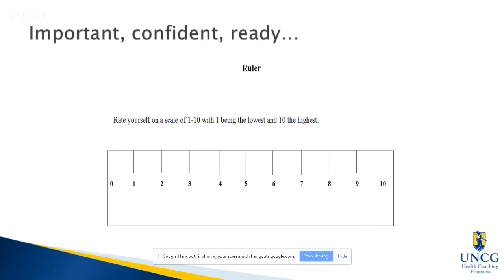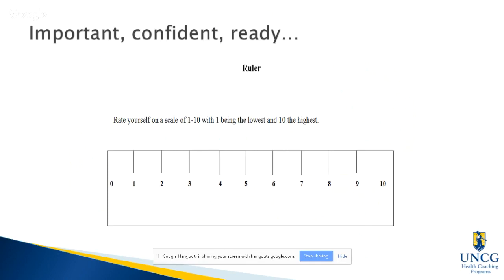Or asking about readiness, you could say, on a scale of 1 to 10, how ready do you feel to make a change between now and the next time we meet? Or you could ask about confidence, saying, on a scale of 1 to 10, how confident are you that you can keep a food diary this week? And you may need to ask follow-up questions. In fact, I encourage you to ask follow-up questions.